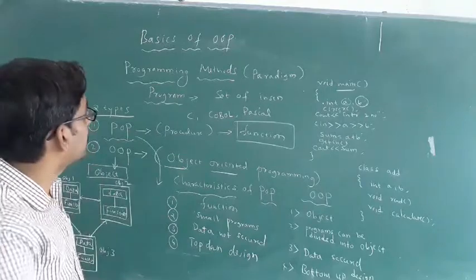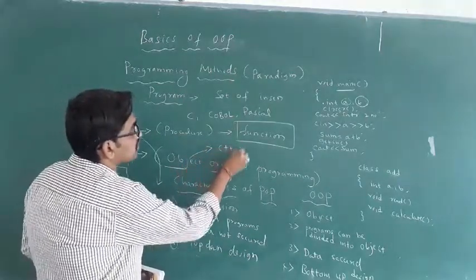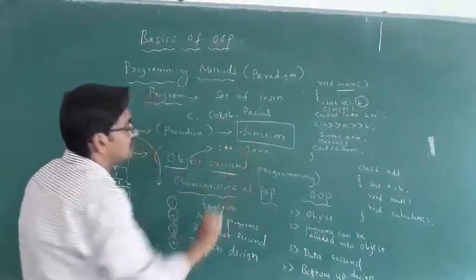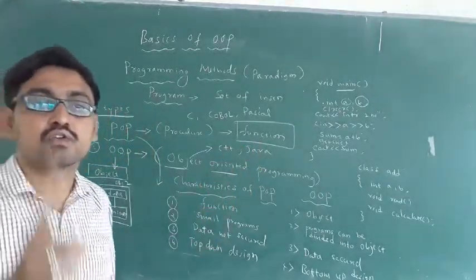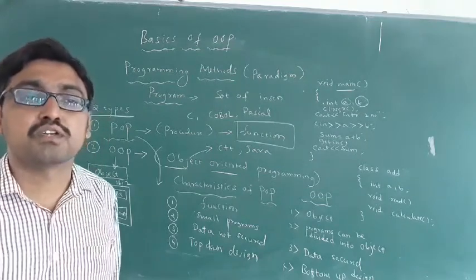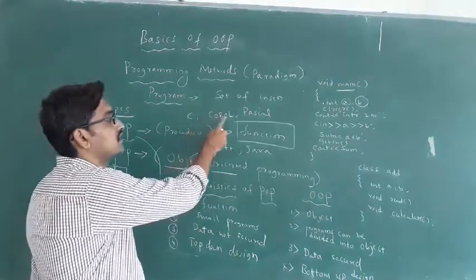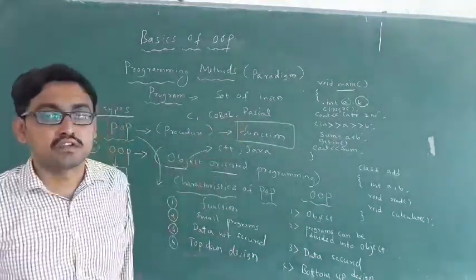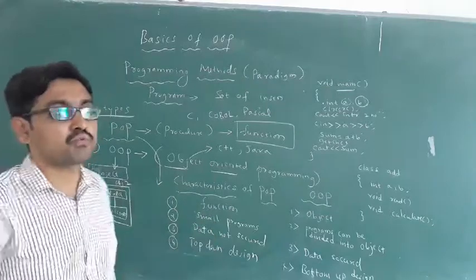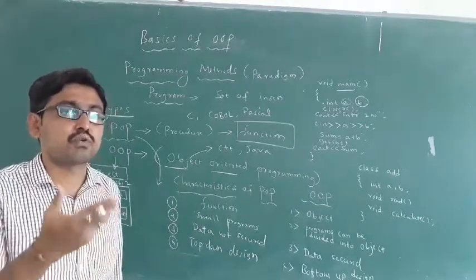Then what are the examples? Object oriented examples: C++ and Java. These are the examples for object oriented programming language. Examples for procedure oriented: C, COBOL and Pascal. Now the examples for object oriented programming: C++ and Java. This you have to remember.